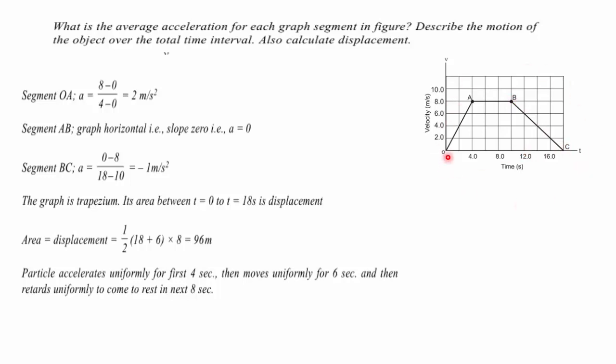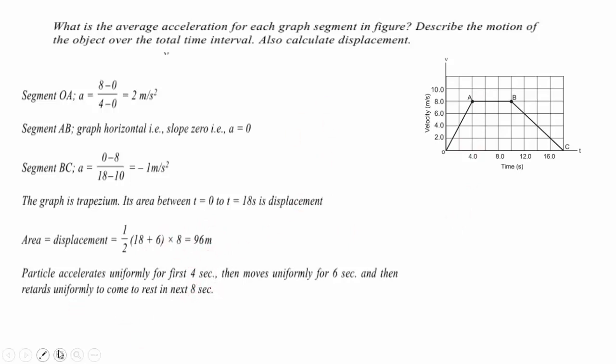So for this problem, if you want to calculate the displacement covered by this journey, then you have to calculate the area under this graph, and this graph looks like a trapezium. So you have to calculate the area: half into the sum of the parallel sides into the distance between the parallel sides, and you get 96 meters.